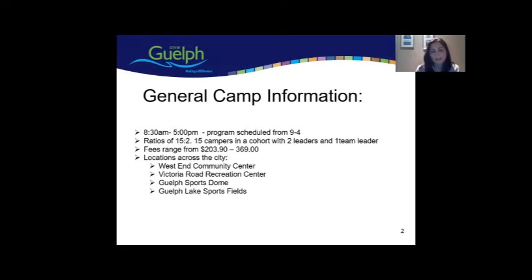The fees for City of Guelph camps range from $203 to $369. We have a couple of specialized camps that I'll talk about that are at a higher rate. Our camps are located across the city. So we have camps at the West End Community Center, Victoria Road Rec Center, Guelph Sports Dome, and an outdoor camp at Guelph Lake Sports Field.